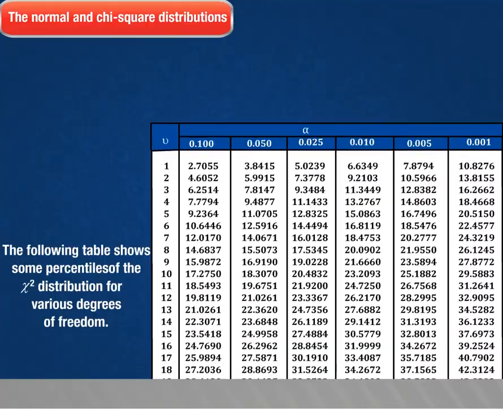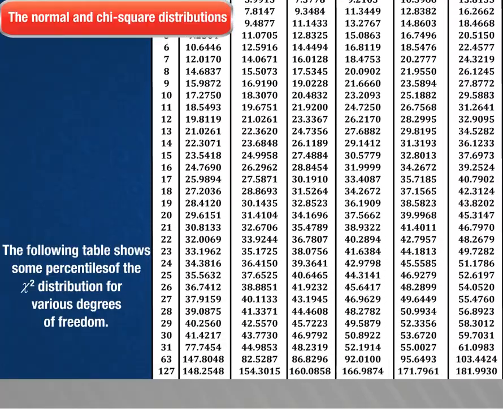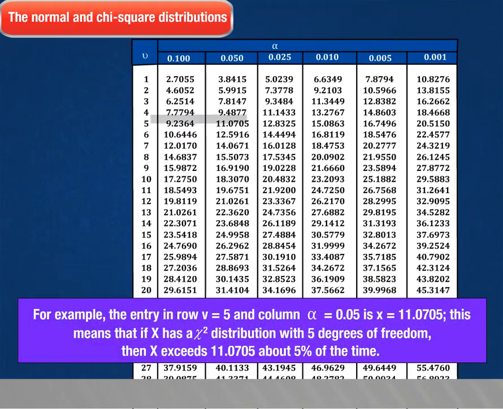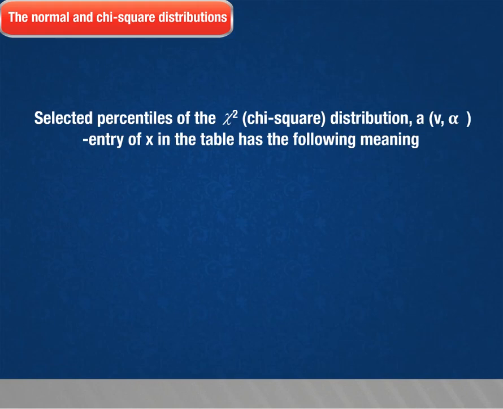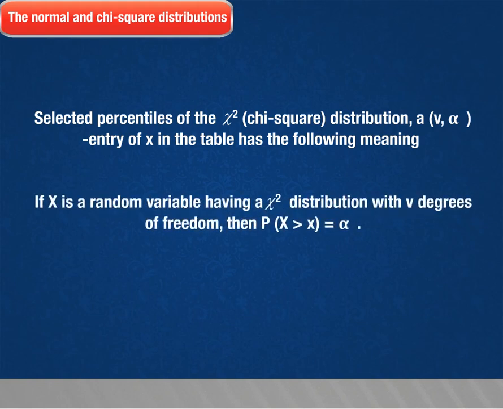The following table shows some percentiles of the chi-square distribution for various degrees of freedom. For example, the entry in row nu is equal to 5 and column alpha is equal to 0.05 is x is equal to 11.0705. This means that if X has a chi-square distribution with 5 degrees of freedom, then X exceeds 11.0705 about 5% of the time. Selected percentiles of the chi-square distribution: the (nu, alpha) entry of x in the table has the following meaning. If X is a random variable having a chi-square distribution with nu degrees of freedom, then P(X greater than x) is equal to alpha.